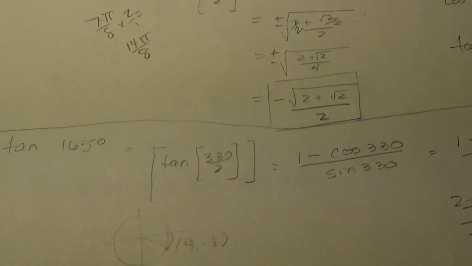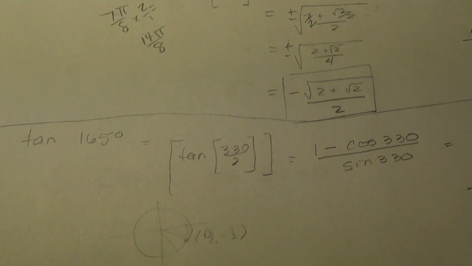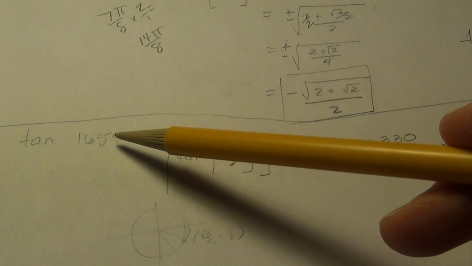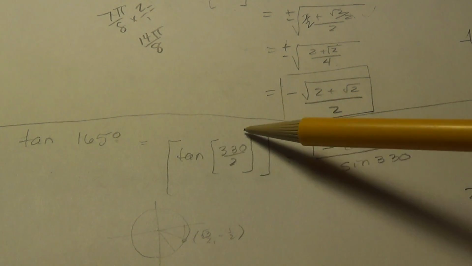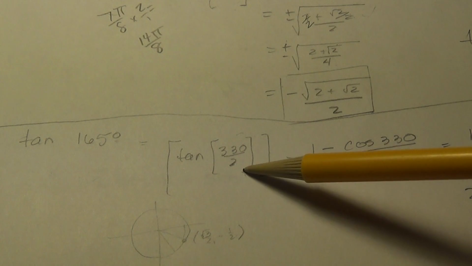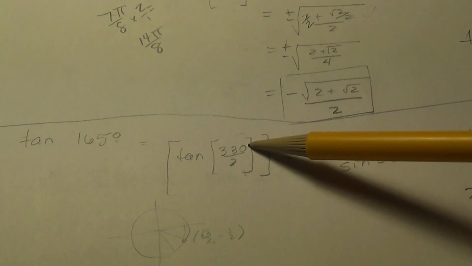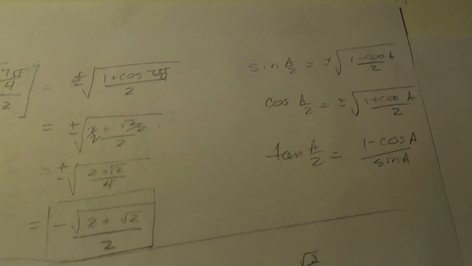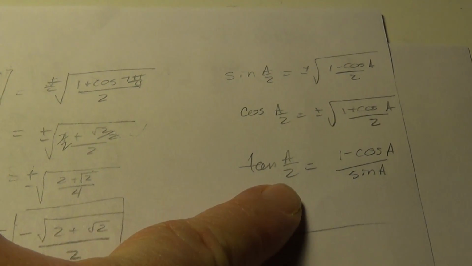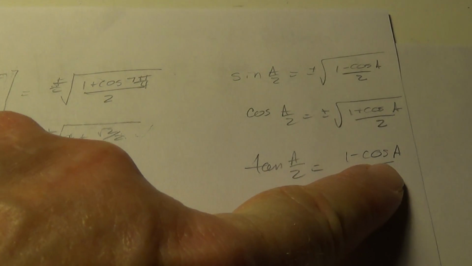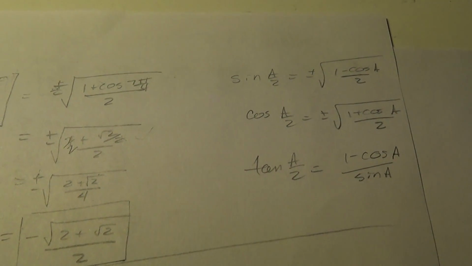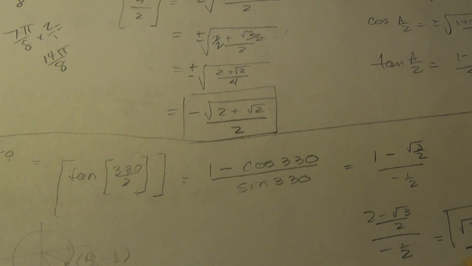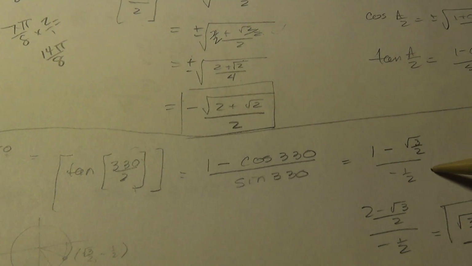Alright, let's look at the next one. Tangent of 165. I'm going to use the same skill. I'm going to double that and write 165 as 330 divided by 2. This is not on the unit circle. This is. It is a tangent, so the formula is right here. So I'm going to put in 1 minus the cosine of 330 divided by sine of 330. And doing that right here, I get these values.